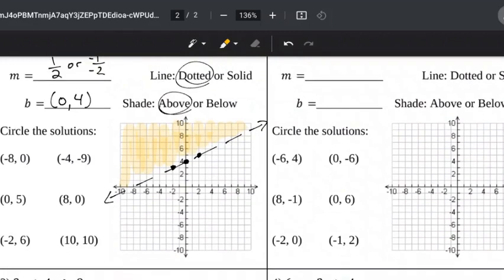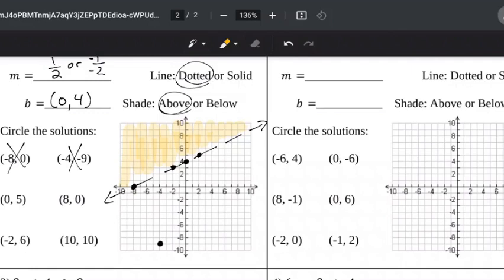-8, 0. We go to the left 8 and up 0. That one looks like it's right on the line, and therefore it's not going to be a solution because it's just greater than. It's not greater than or equal to. So that one is not going to be a solution. -4, -9. So to the left 4, down 9. It's not even close to our shaded region or the line, so it's definitely not a solution.